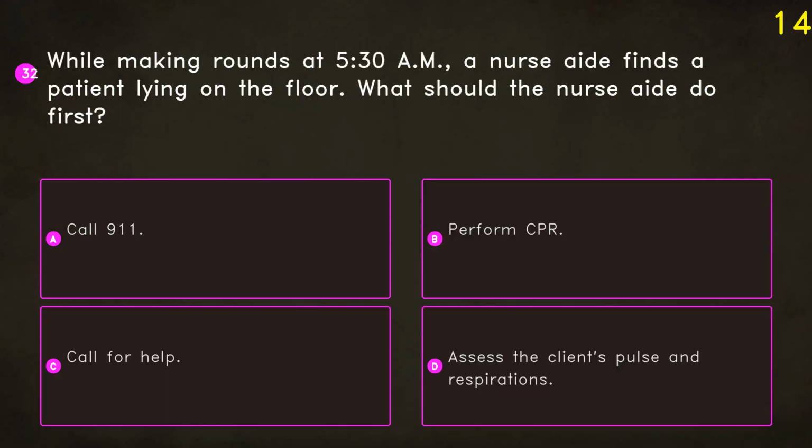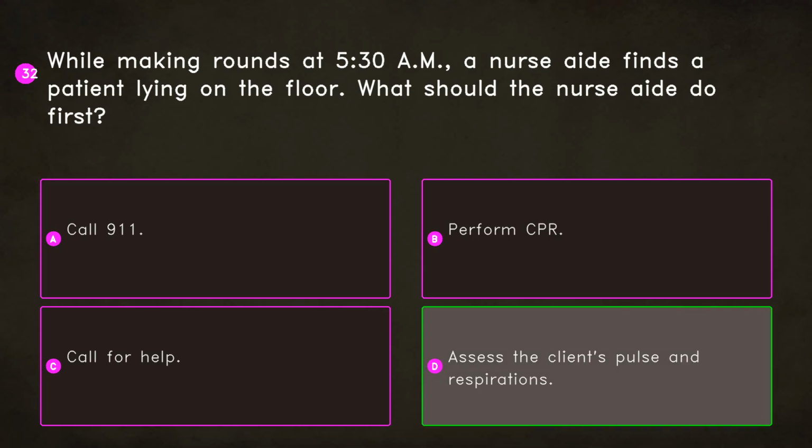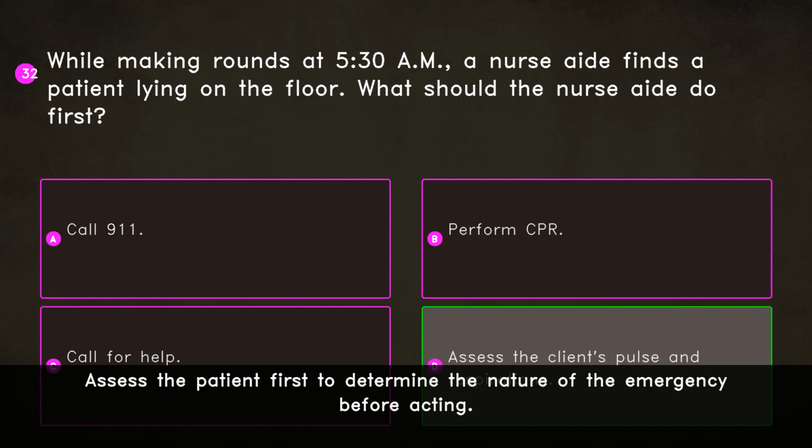Question 32. While making rounds at 5:30 a.m., a nurse aide finds a patient lying on the floor. What should the nurse aide do first? A. Call 911. B. Perform CPR. C. Call for help. D. Assess the client's pulse and respirations. The correct answer is assess the client's pulse and respirations. Assess the patient first to determine the nature of the emergency before acting.